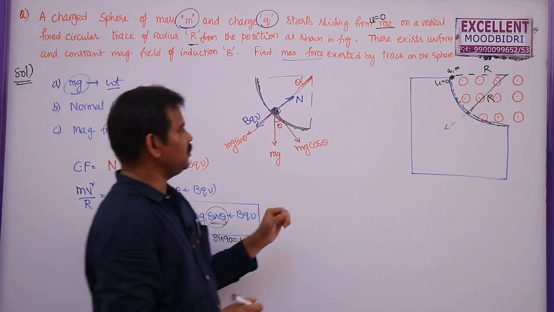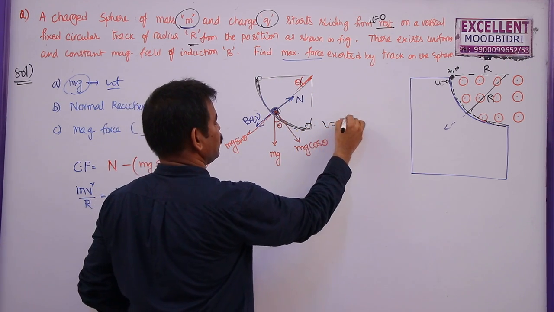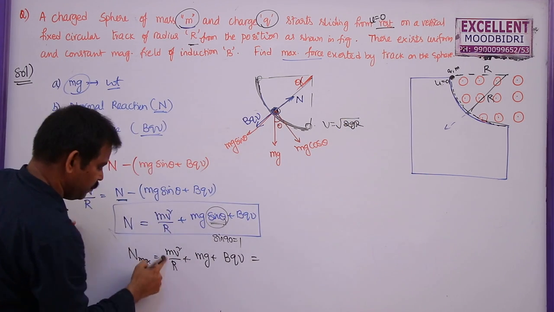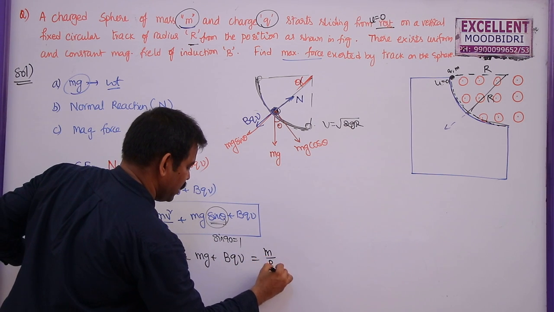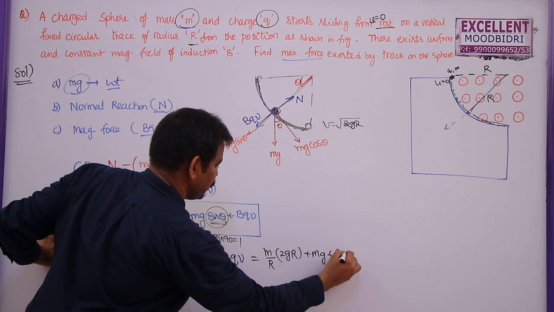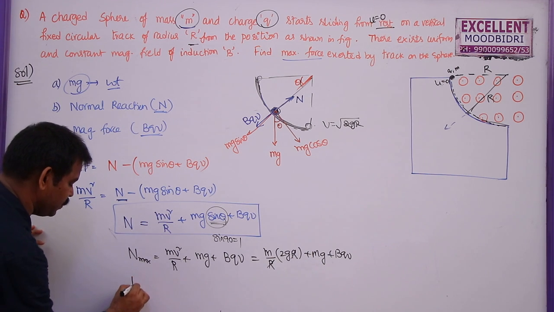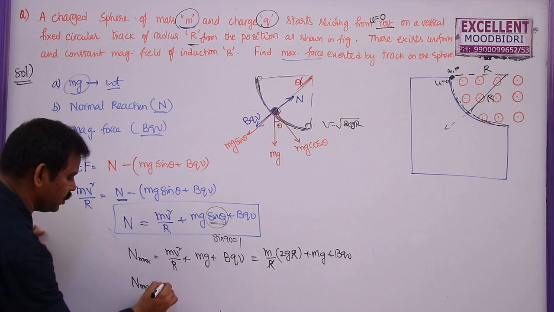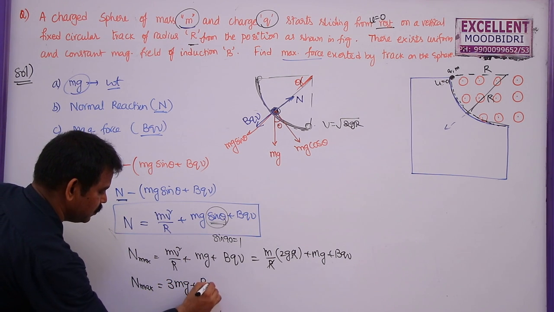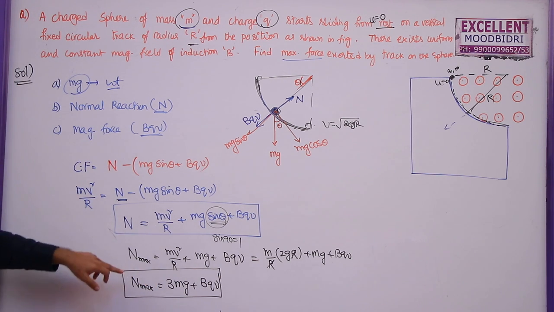But what is the velocity when theta is 90? When this sphere comes to this position, the velocity is going to be root over 2gr. So if you substitute this value here, you get m by r times v square, that is m by r times 2gr, plus mg plus BQV. This r and r get cancelled. 2mg plus mg, 3mg. The maximum force exerted by the track on this sphere is given by 3mg plus BQV. If you know these quantities, you can find out the normal or maximum force exerted by the track on the sphere.